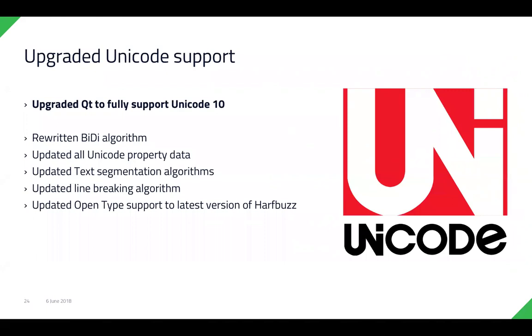And we've gotten a fully rewritten algorithm into Qt 5.11 that's fully compliant with what's required by the Unicode 10 spec. We've updated all the Unicode property data to be compliant with the spec. Our text segmentation algorithms, line breaking algorithms, all of those have gotten updated, and we've also updated our OpenType support, using the latest version of HarfBuzz, meaning you'll get a lot of additional languages supported for free there from the front-end rendering side.